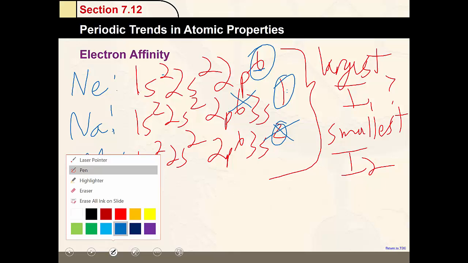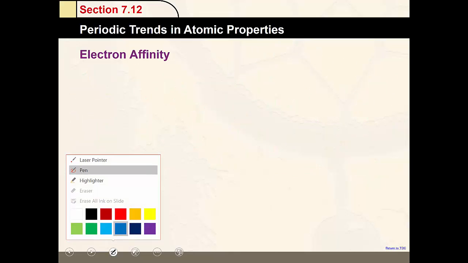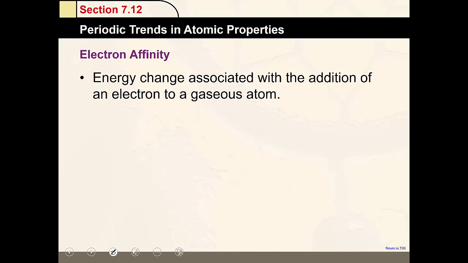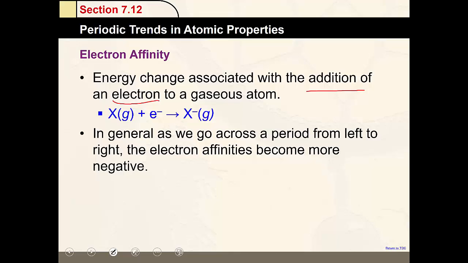Okay, so that is ionization energy. The last trend is electron affinity, which is the opposite of ionization energy. Ionization energy is the energy you need to remove an electron. Electron affinity is the change associated with the addition of an electron. So if you're adding negative charge, you're producing a negative ion. Okay, so you're producing negative ions, and it's always for gaseous atoms.